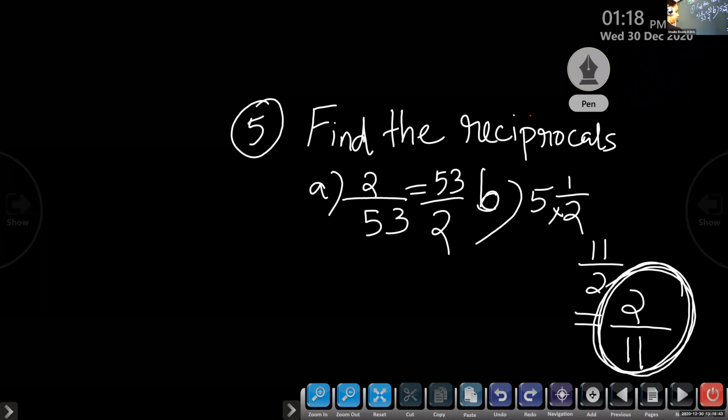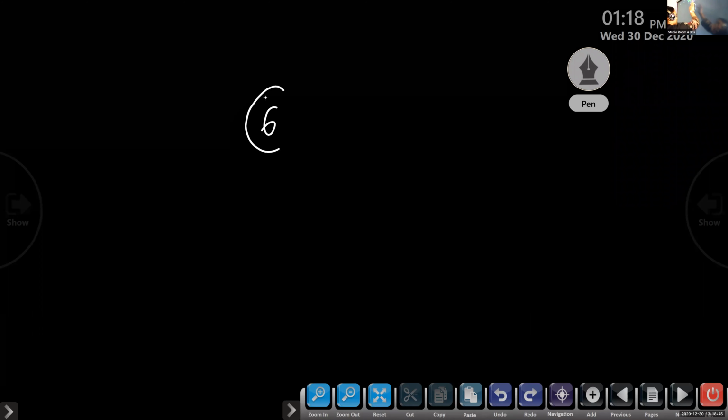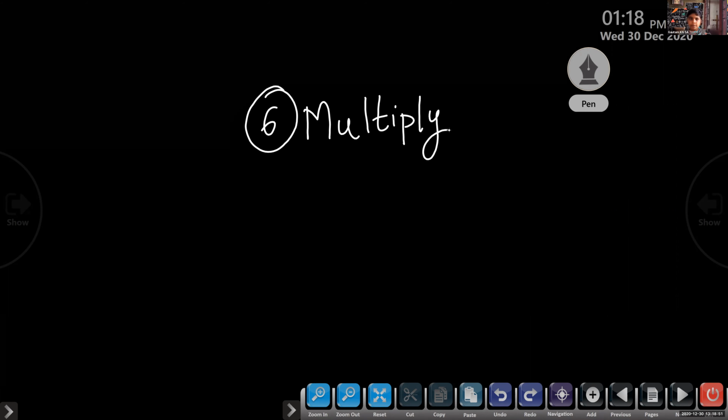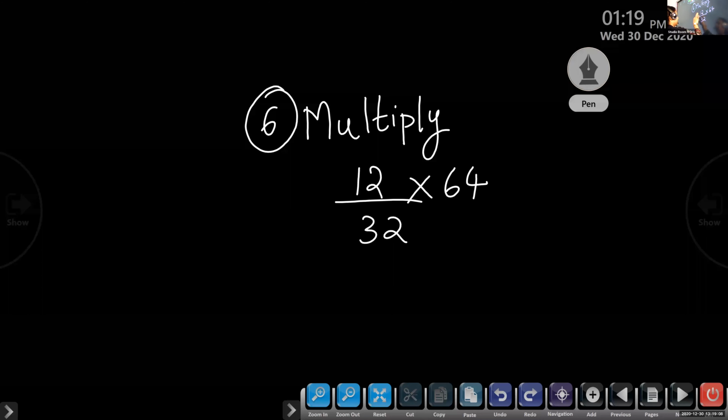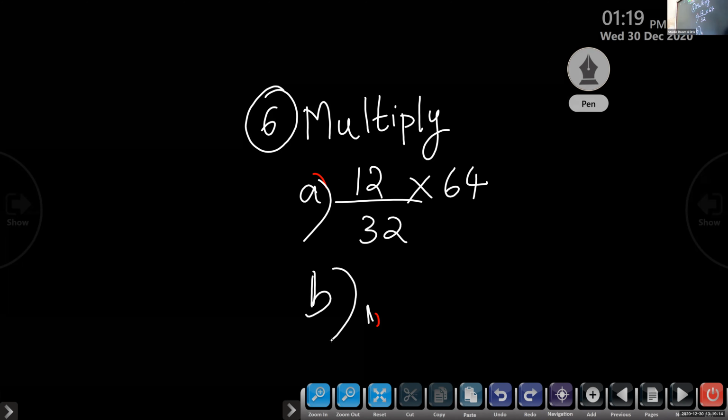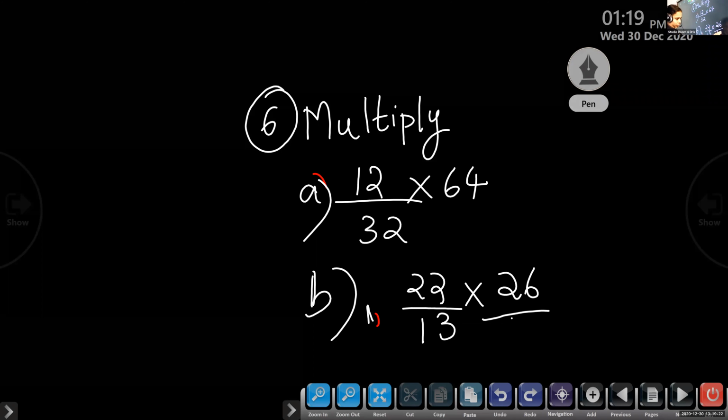Multiply. Question number 6. Ma'am, now it is multiply? Yes, now it is multiply. Afterwards, I will give you division. 12 by 32 into. So children, here we use the cutting method, okay? Cutting method we can use. Question number A. Now, question number B. 22 by 13 into 26 by 44.